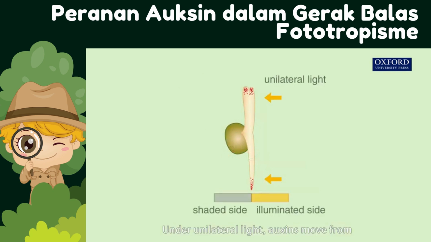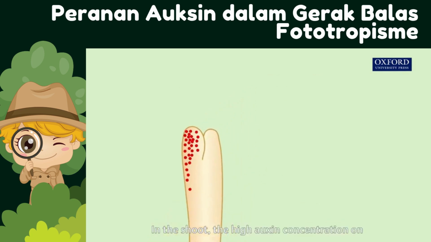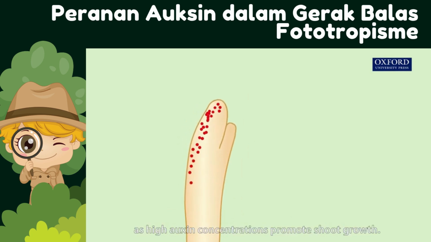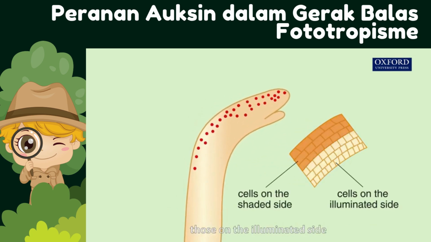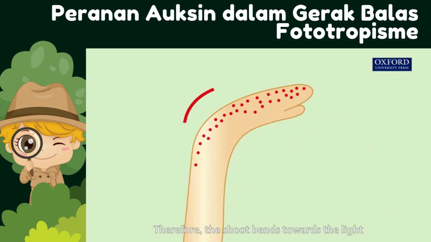Under unilateral light, auxins move from the illuminated side to the shaded side of the shoot and root. In the shoot, the high auxin concentration on the shaded side promotes growth there, as high auxin concentrations promote shoot growth. The cells on the shaded side thus grow more than those on the illuminated side. Therefore, the shoot bends towards the light.